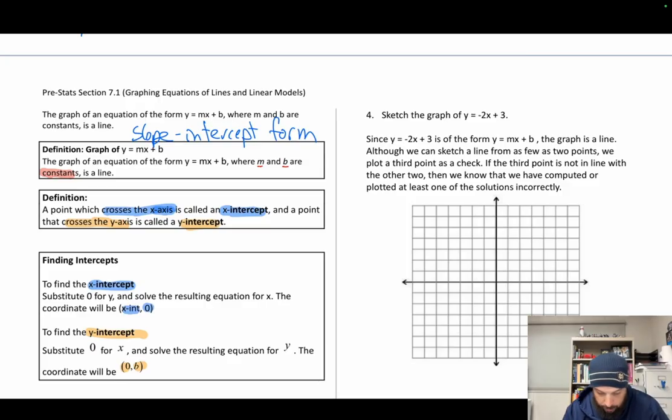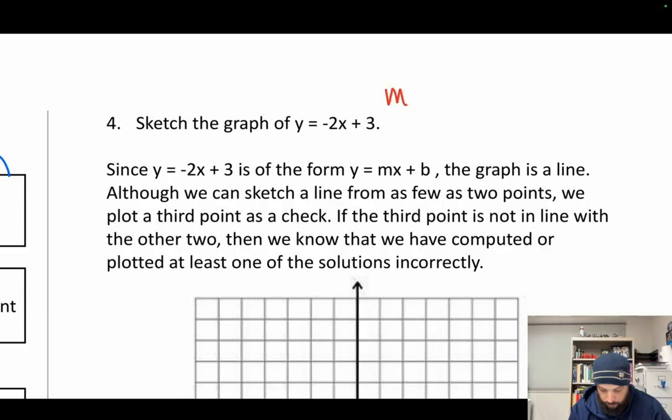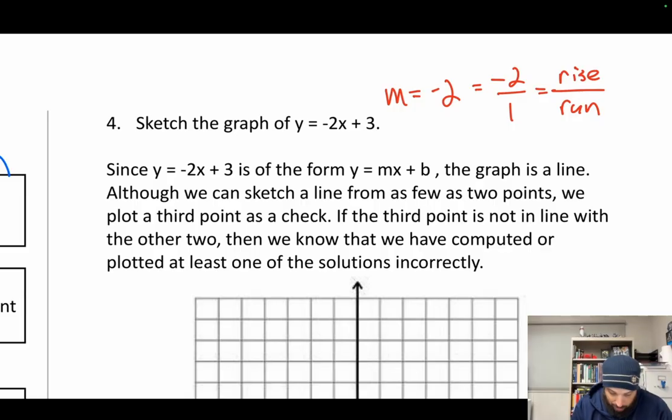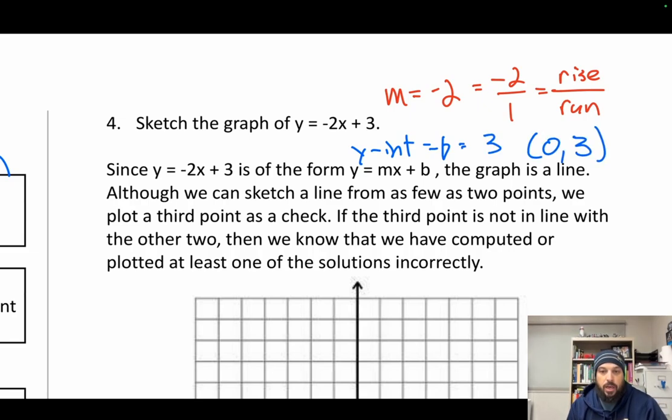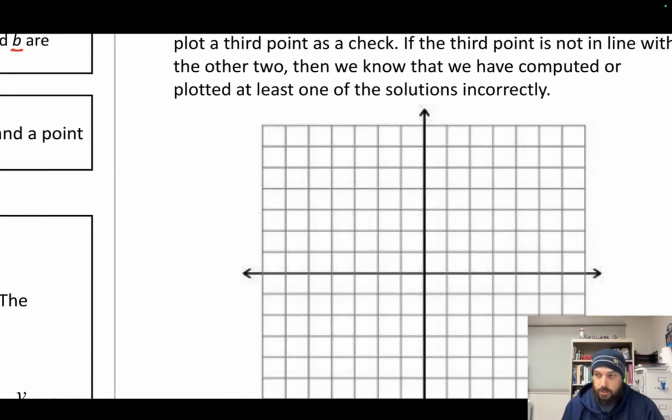All right, so let's look at number 4, and we're going to sketch the graph here now. And so we're going to do this by our slope intercept. So let's define a few things. So our m is -2, which is -2 over 1 for our rise over run. And then our y-intercept is our b, which is at 3, so 0, 3. And then that's where we will start from. So let's do some steps here though, so you can reference these.